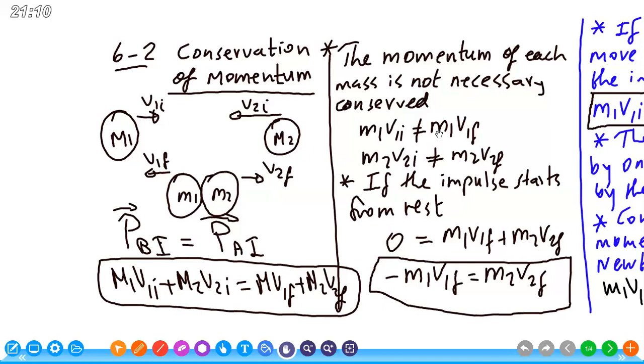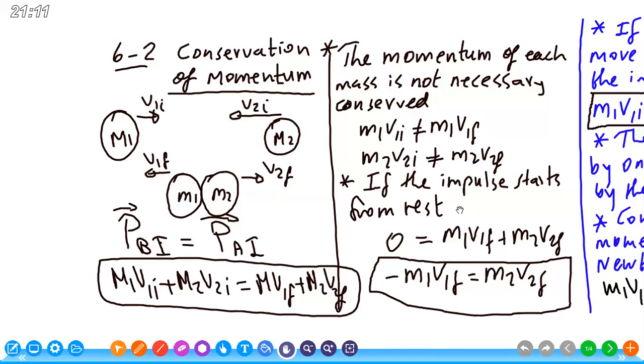So it is not necessary for M1 V1 initial to equal M1 V1 final and M2 V2 initial to equal M2 V2 final. This is the first point. Second point, if the impulse starts from rest, like two skaters pushing away from each other, they were at rest and they push away from each other, like a fisherman in a boat and he jumps out of the boat. So initially everything was at rest.